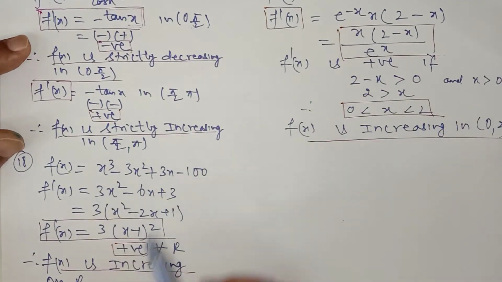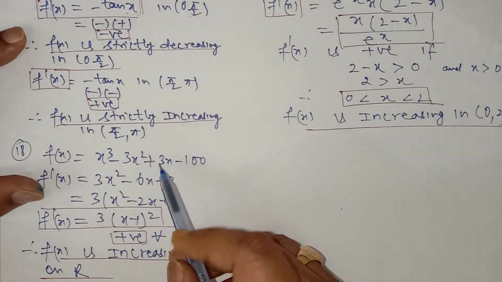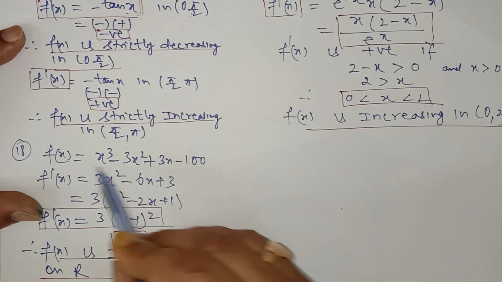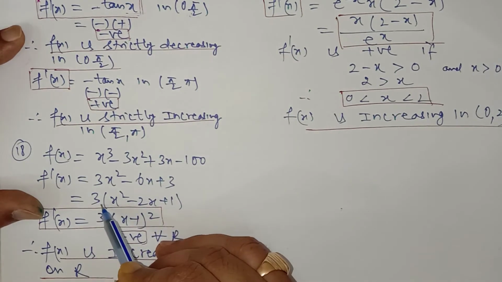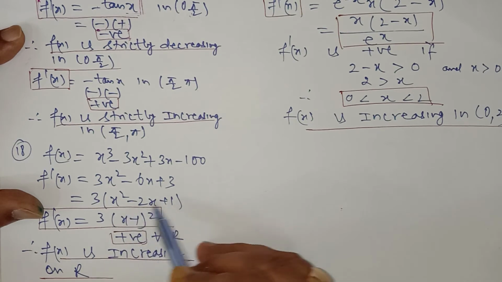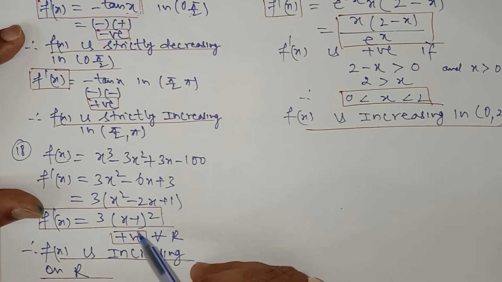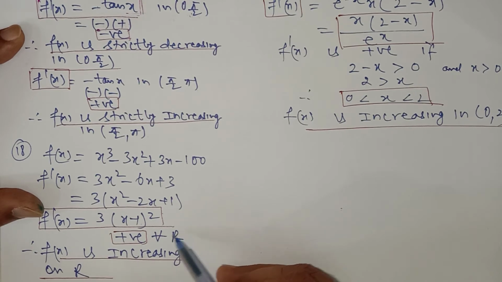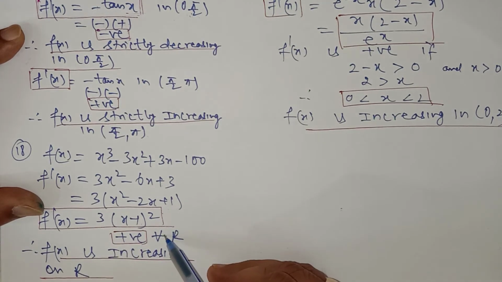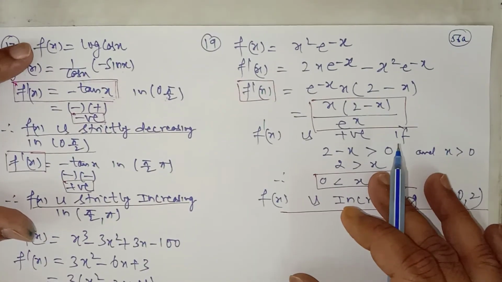In question number 18, you have to prove that this function is strictly increasing for all real numbers. To find its first derivative, take 3 common. If you see it carefully, this bracket is x minus 1 whole square, and a whole square is always positive for any real number. Because its first derivative is greater than 0, f x is strictly increasing for all real numbers.